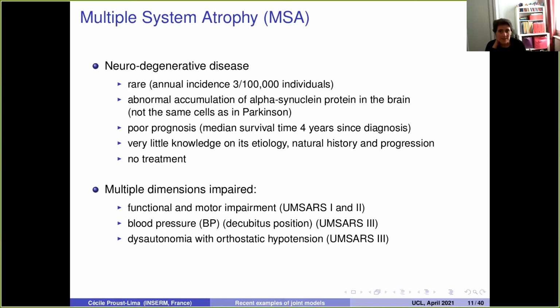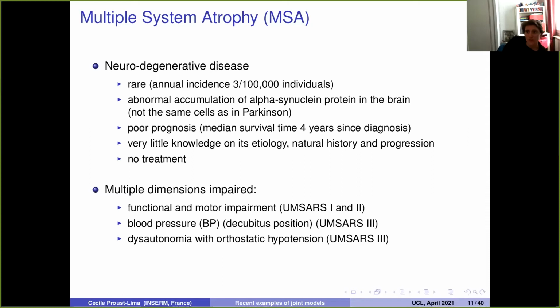The problem with this disease is that it has a very, very poor prognosis. The median survival time is about 4 years after the diagnosis. And we know basically nothing about this disease. Very little knowledge on its etiology, its natural history, its progression, and no treatment. So there are many, many things to do with that. And the joint modeling approach is an interesting tool to explore this disease.